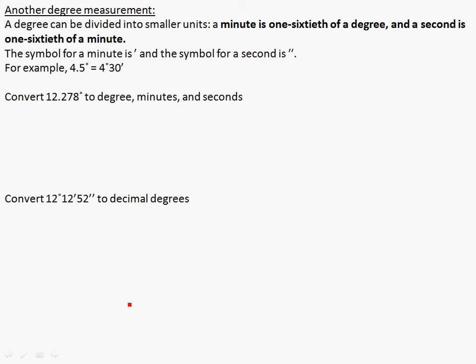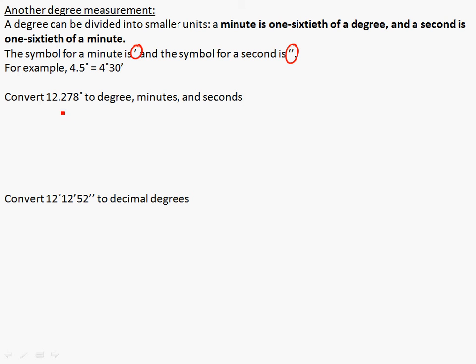Okay, and the symbol for the minute is one of those, and the symbol for a second is two of those. So 4.5 degrees could be written as 4 degrees and 30 minutes. Okay, now I'll try to explain this a little bit better when I convert it.